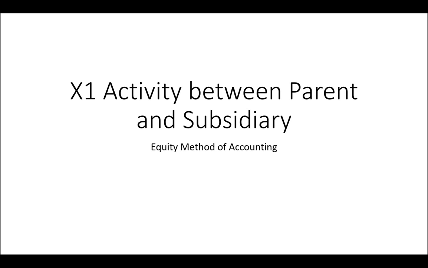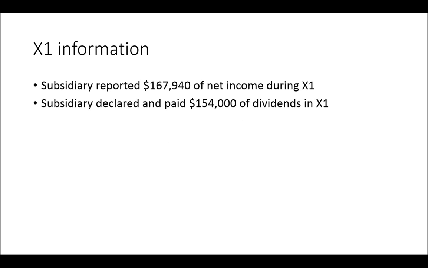Year 1 activity between the parent and the sub. Remember, we're going to account for this investment using the equity method of accounting. We'll do this throughout the year, and we'll continue to do that year after year. We'll do the consolidation at the end of the year and kind of undo the effects of the equity method each time.